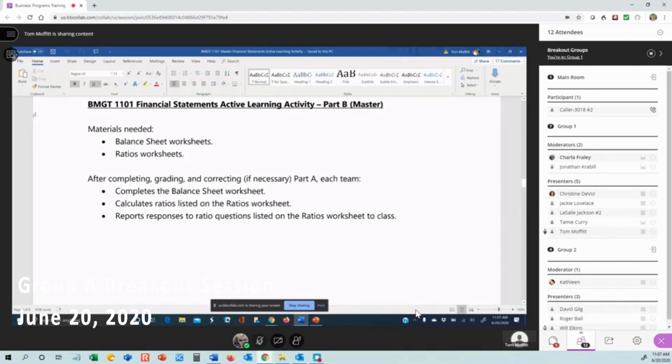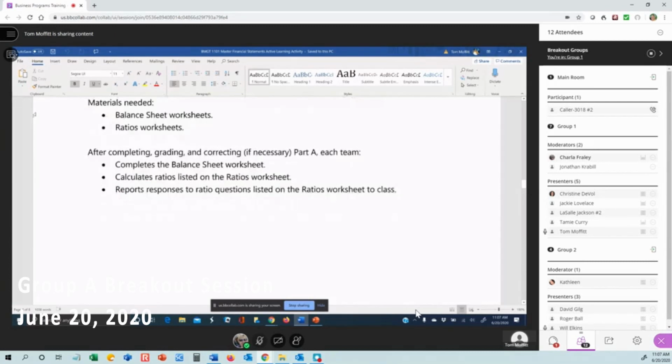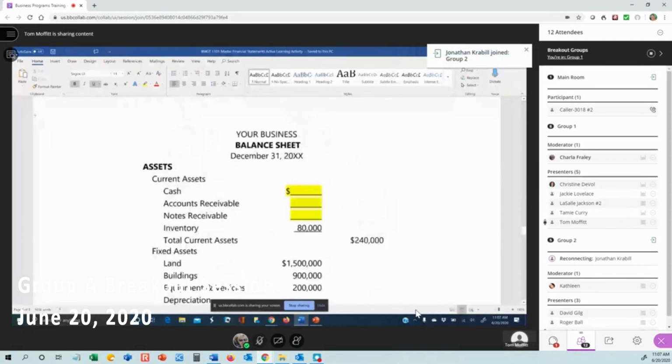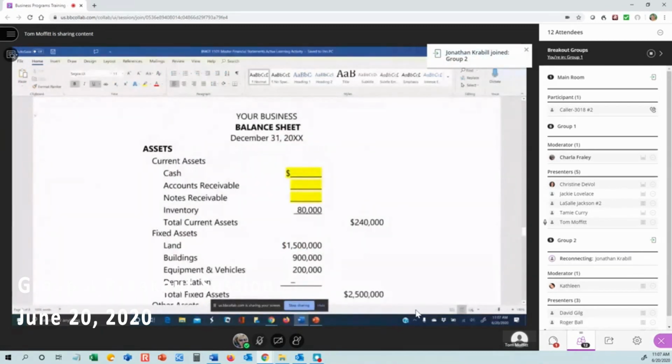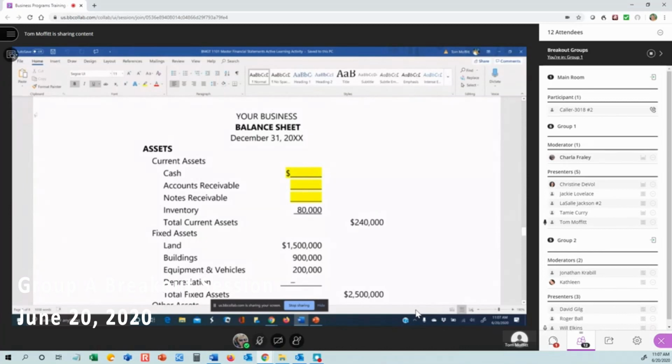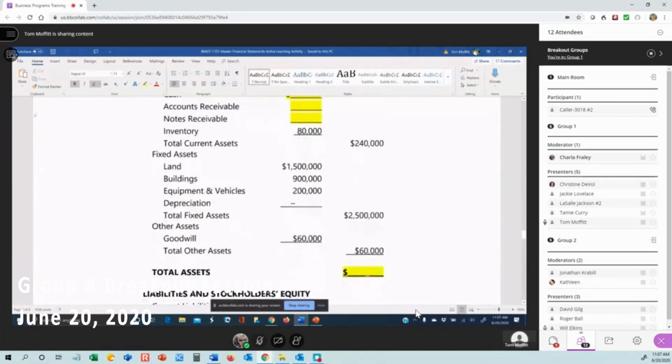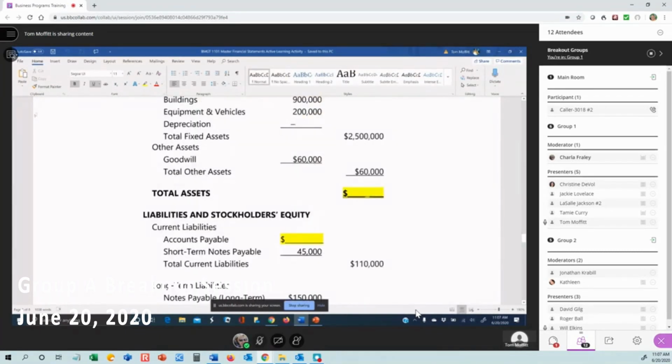So the balance sheet and the ratio statement worksheet works essentially the same way. That's the master. This is the worksheet that they get, and they have to fill in the blanks. Now, there's information on that set of 20 note cards that will allow them to do that, or they have to pull information from the income statement to add to the balance sheet. And so they're trying to complete this balance sheet.